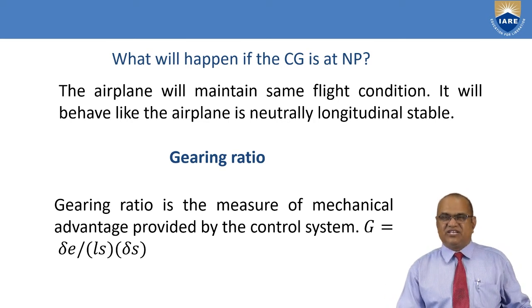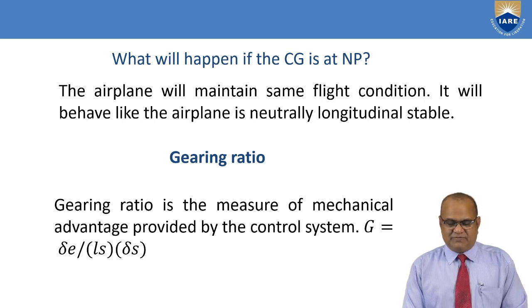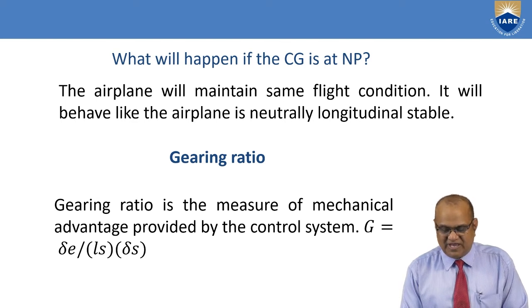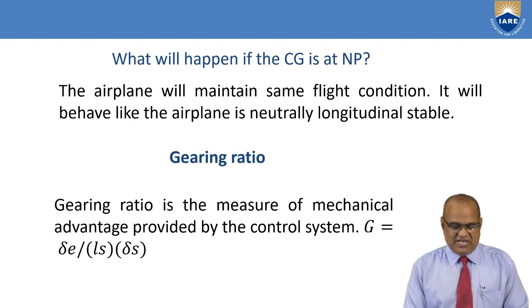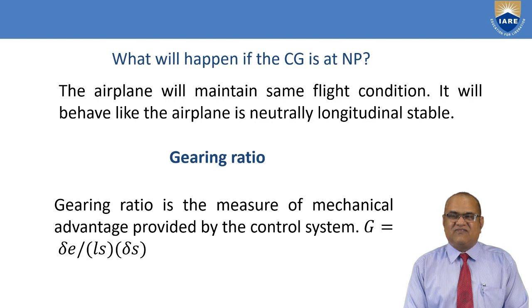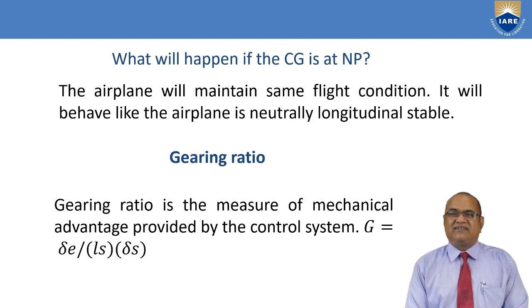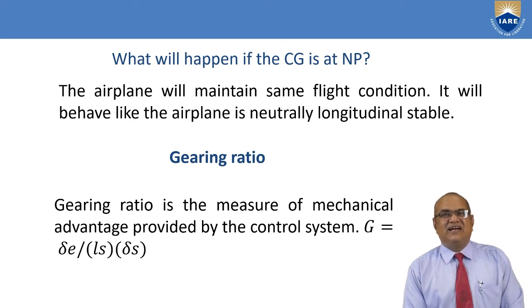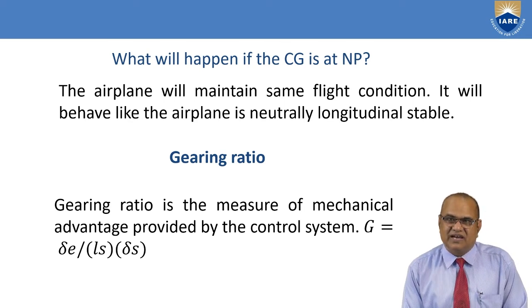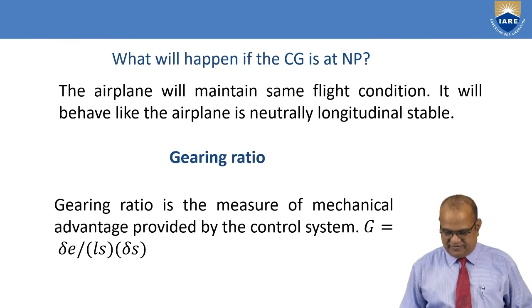Next is the gearing ratio. The gearing ratio is a measure of mechanical advantage provided by the control system, and the gearing ratio G is equal to delta E by LS and delta S. Here delta E is the deflection of the elevator, and LS is the distance, and delta S is the area difference of the distance from the hinge point.